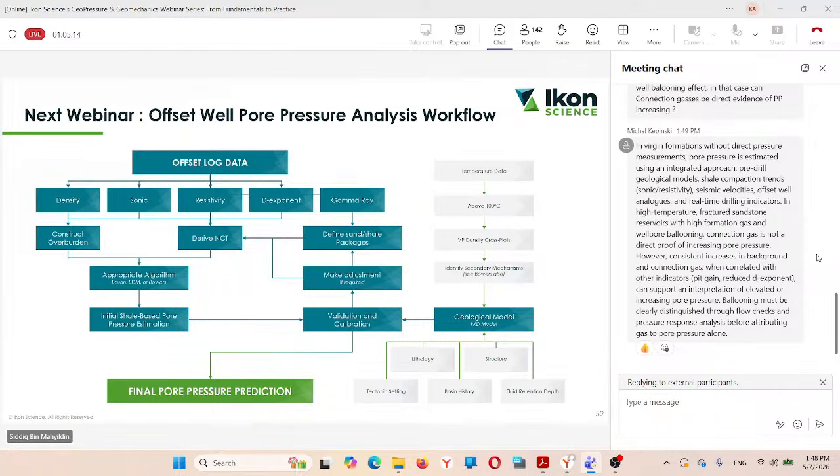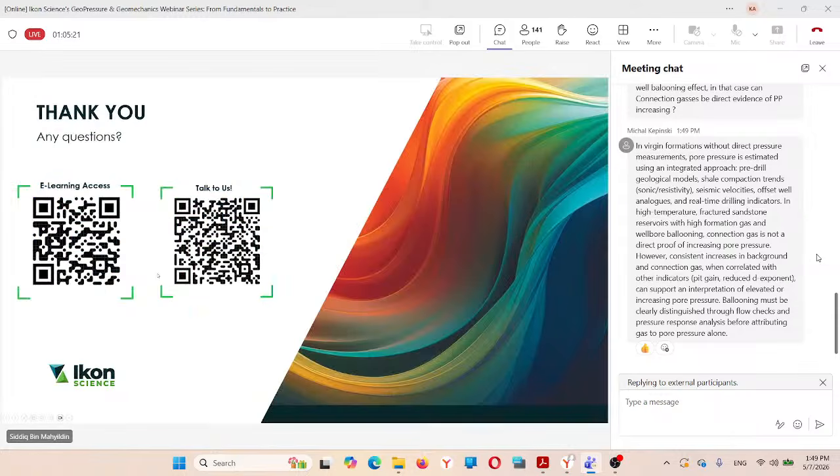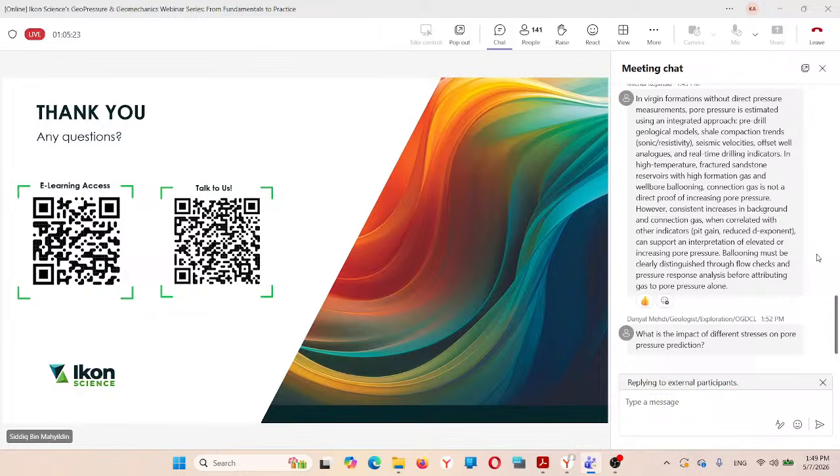This is the webinar that we're going to cover. We're going to take a look at all of this algorithm on how we can produce a pore pressure profile. But just know that we do have e-learning access. You can imagine that this webinar series is actually being built from a total of about 6 days of training, so it's being compressed into 5 different webinars.